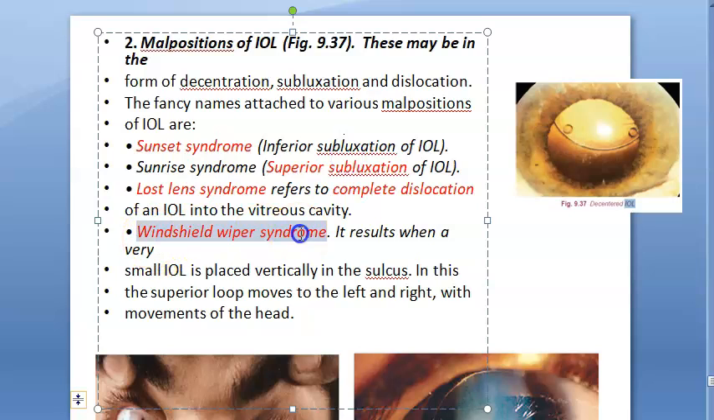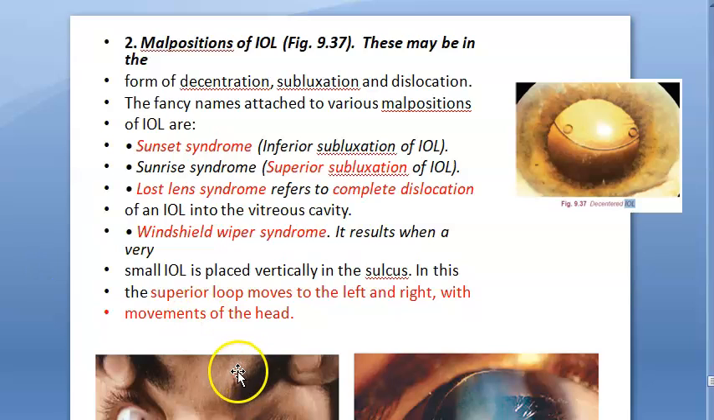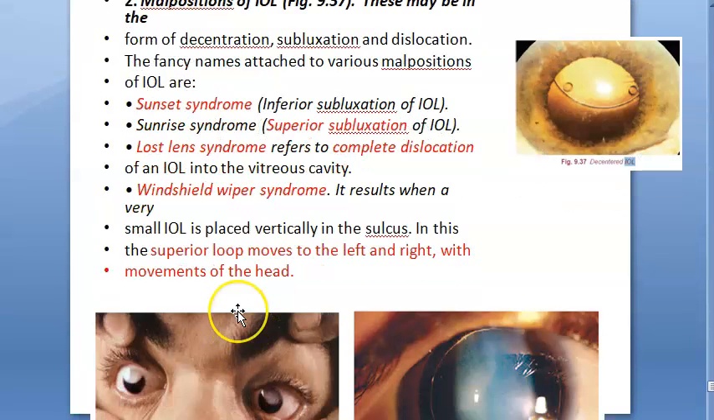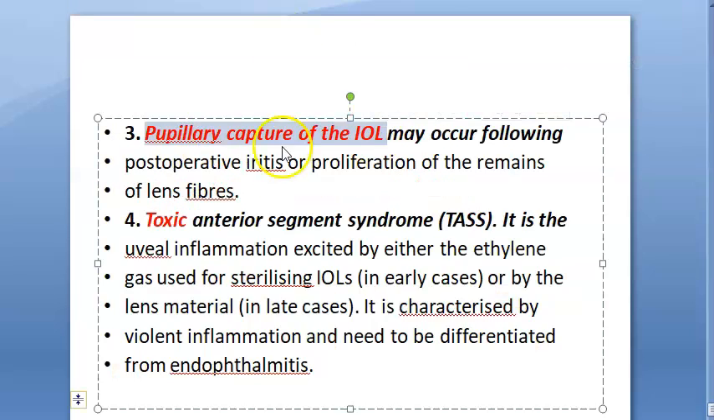Windshield wiper syndrome, where with movement of the head, the superior loop moves left and right. Okay, windshield wiper syndrome, like the wiper of a car, right? There can also be pupillary capture of the IOL, and toxic anterior segment syndrome.